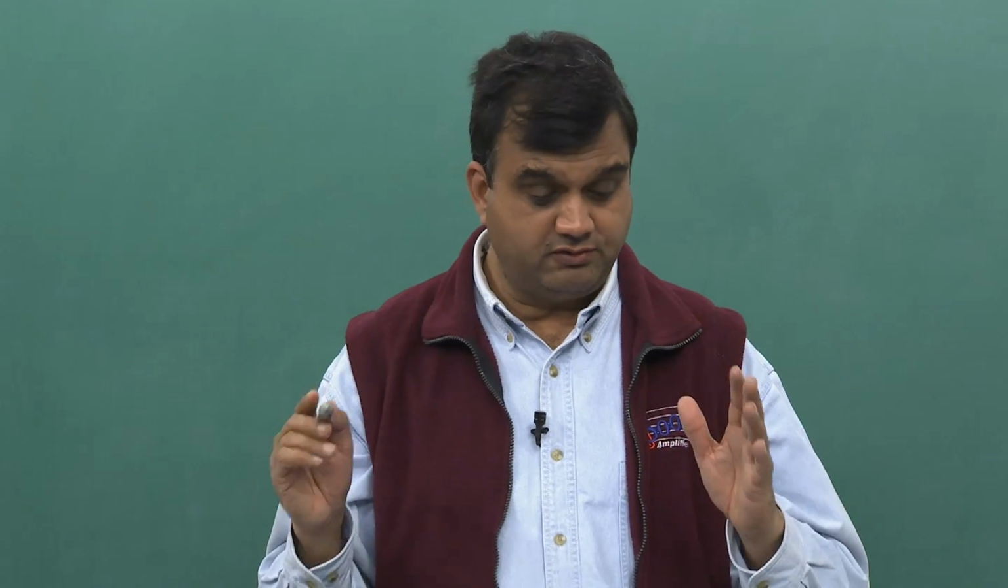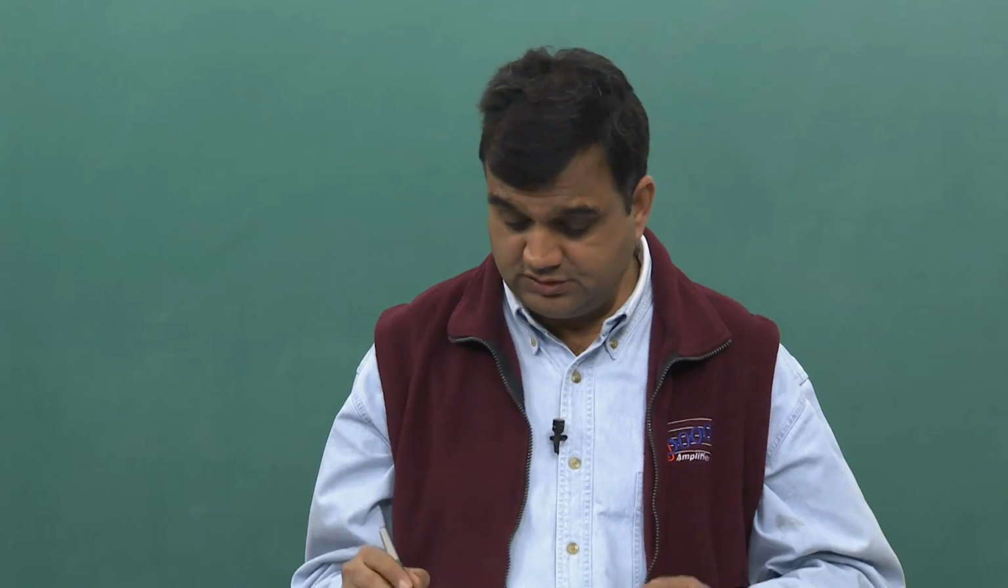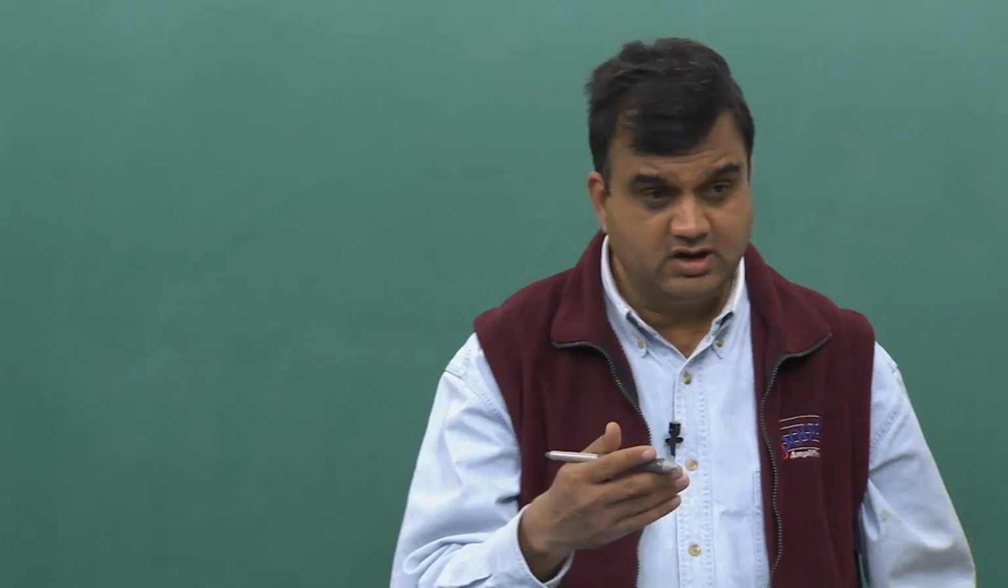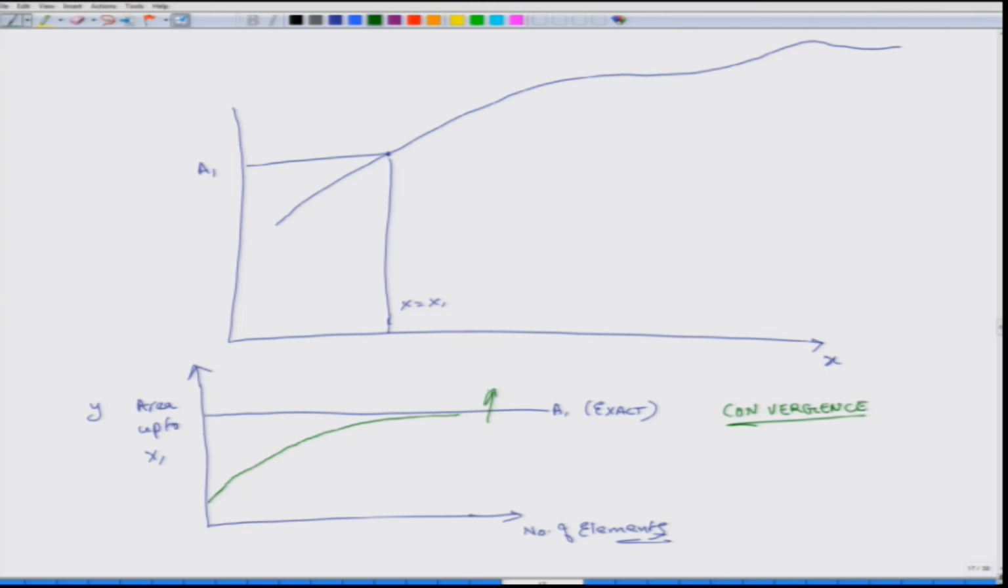So, in a specific class of problems which are linear and conservative systems, and what is the meaning of conservative and linear, we will discuss that later, we do not cross this line. In some special problems we may, but we do not cross this line. So, this is called convergence.